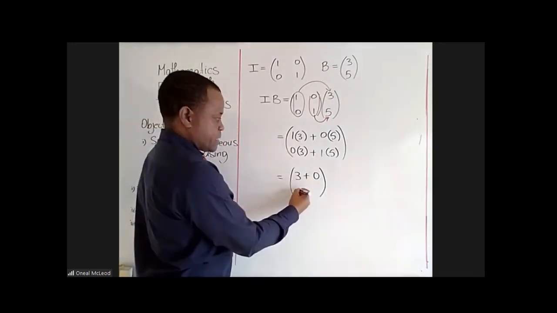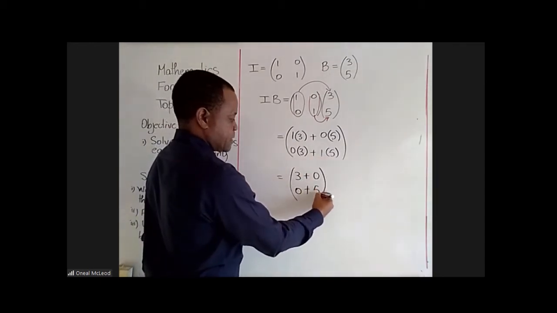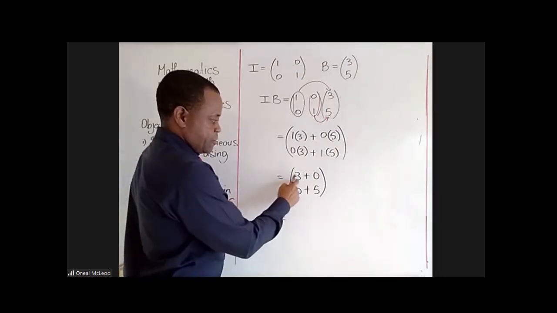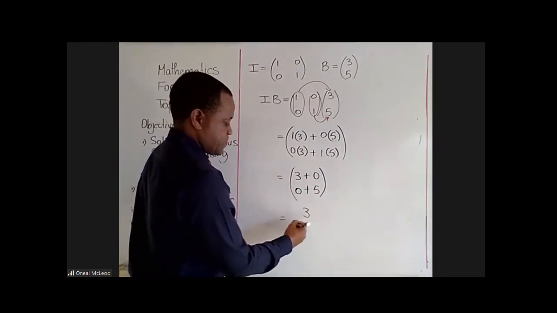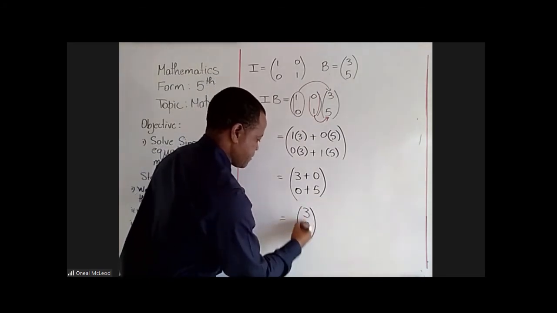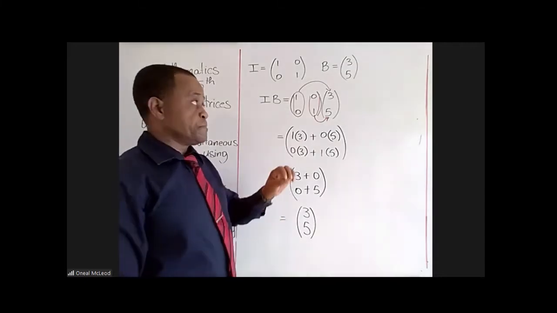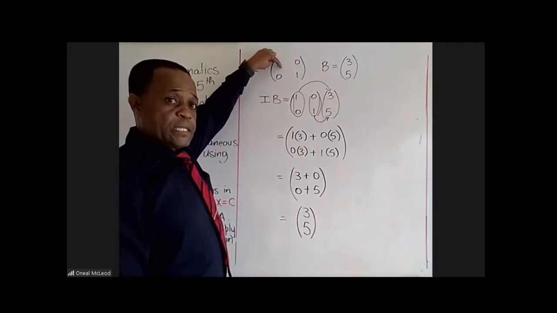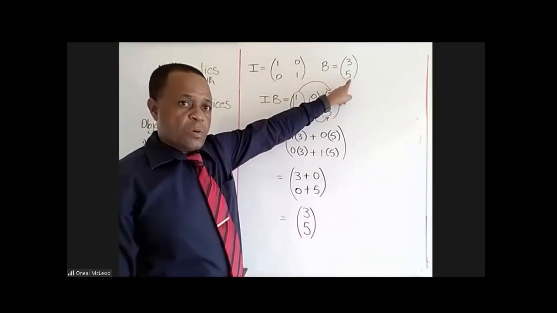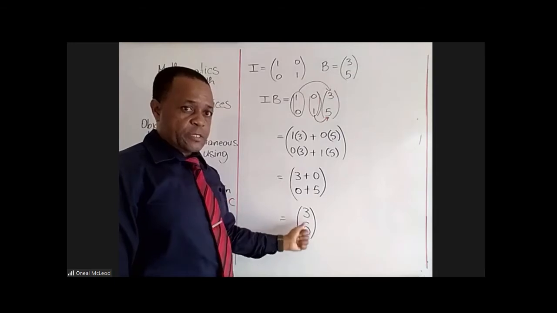0 times 3 will give us 0, plus 1 times 5 will give us 5. Now let's add: 3 plus 0 will give us 3, 0 plus 5 will end up giving us 5. So notice here that we end up using our identity matrix to multiply the matrix B. What is the answer? The answer is B, which is 3, 5.